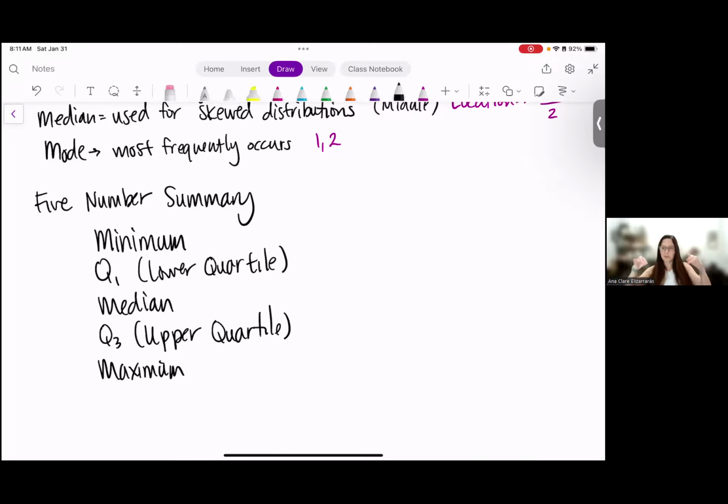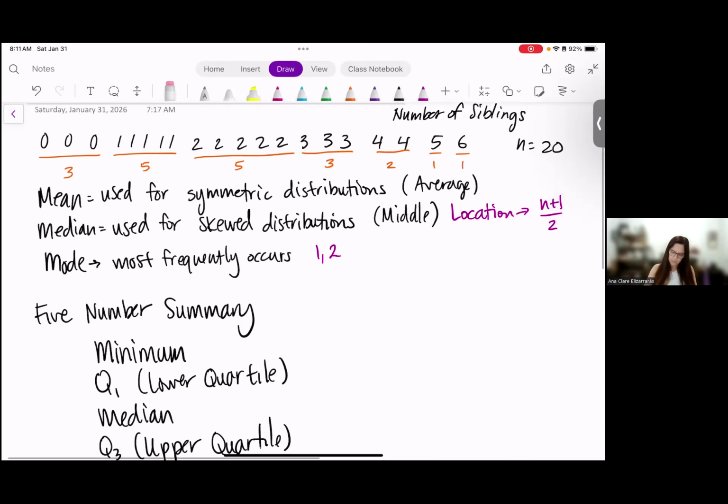So the 5-number summary is what makes your box plot. It's the smallest value, the highest value, and then split your data into quarters. Quarter 1, quarter 2, quarter 3, and then that gives you 4 separate groups of numbers. The minimum is the smallest number. So in this case, the minimum here is 0. The maximum is 6. Our numbers are in order, which is great. So that tells us the minimum is 0.